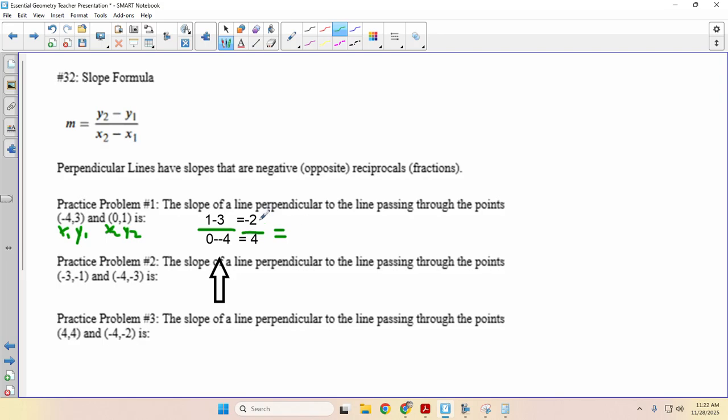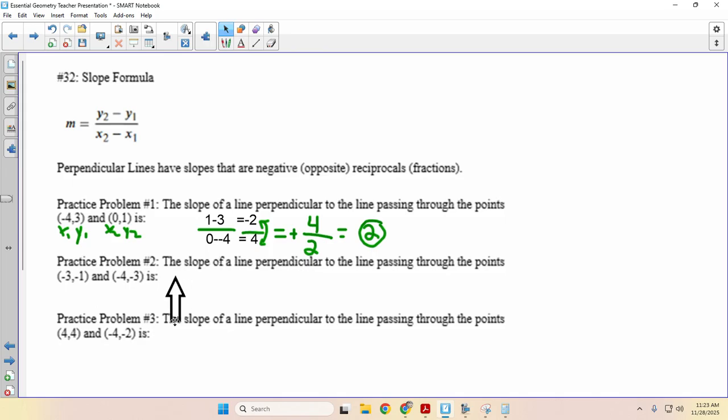So the next thing I'm going to do is flip it. If you can see that this reduces, you can also reduce it. It doesn't matter which order, flipping and reducing. Okay, so now we're going to flip the 4 and the 2, and we're going to make this negative positive because we want the opposite reciprocal. Okay, and then 4 divided by 2 is 2, so the answer to this question is 2.